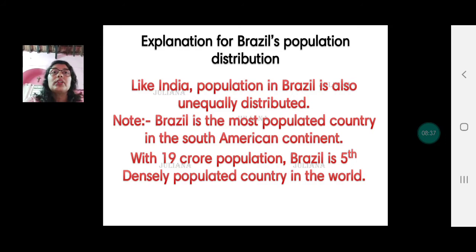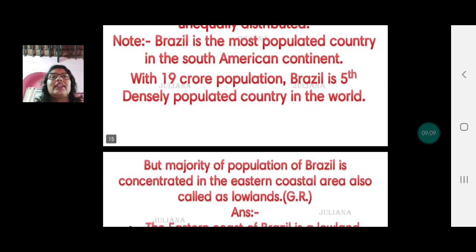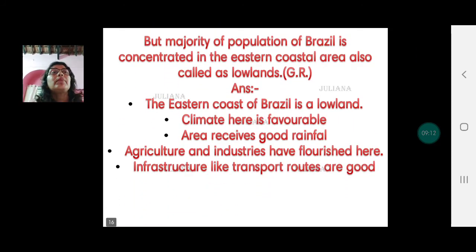We need to note here, Brazil is the most populated country in the entire South American continent, with 19 crore population. So if Brazil has 19 crore total population, and that is the highest populated country in the entire South American continent, you can imagine how sparse the population is in the other regions of South America. Brazil is the fifth most densely populated country in the world, while India is the second. But the majority of the population of Brazil is concentrated where? On the eastern coast, mainly in the south and southeastern part of Brazil. Why? Because these are low coastal lands.